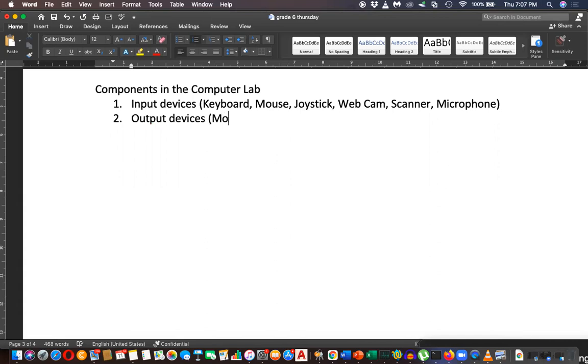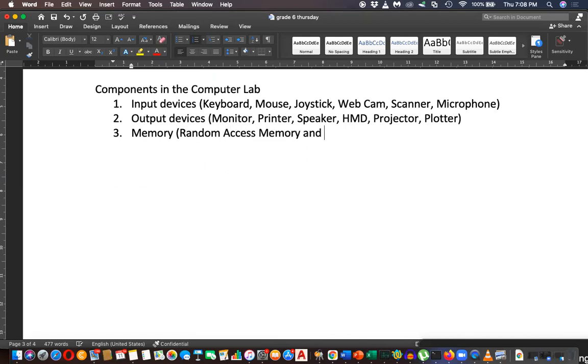Second, output devices like monitor, printer, speaker, head-mounted devices, projector, plotter, lighting. Those are output devices. Then the third thing is memory: random access memory and read-only memory. Those are also there.